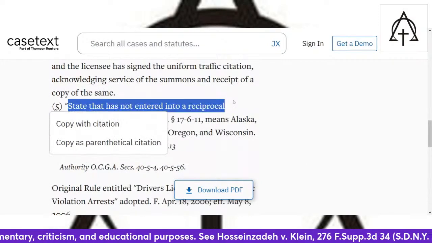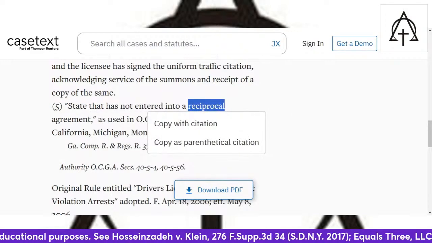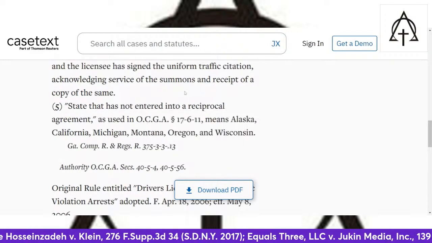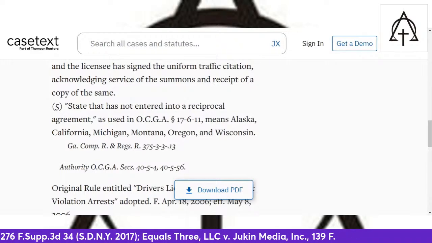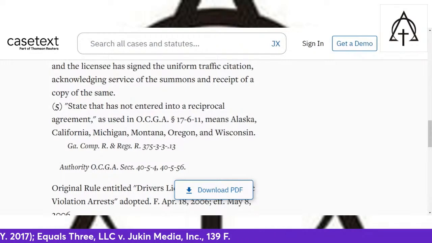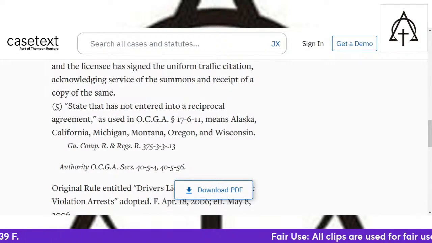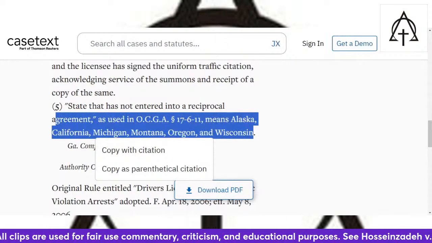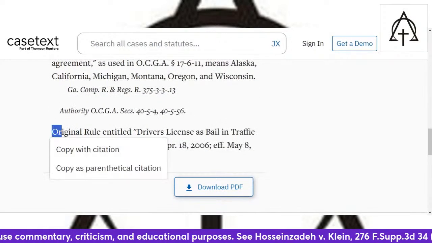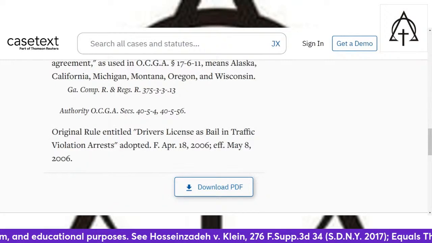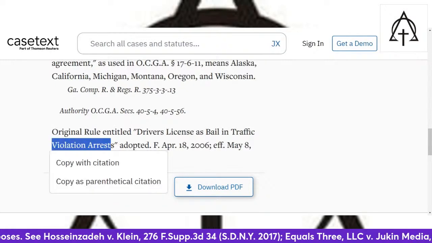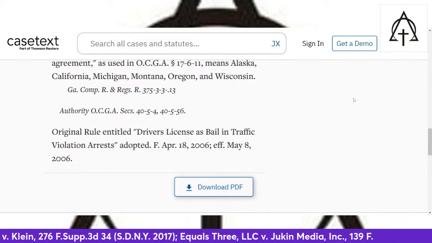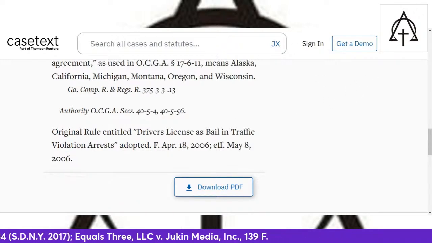State that has not entered into a reciprocal agreement. Remember, we were talking about reciprocity here not too long ago. Everything in the Uniform Commercial Code under that equal protection of the law is reciprocal among the states, interstate and intrastate. Agreement, as used in OCGA, means Alaska, California, Michigan, Montana, Oregon, and Wisconsin. Original rule entitled driver's license as bail in traffic violation arrests. Interesting, huh?